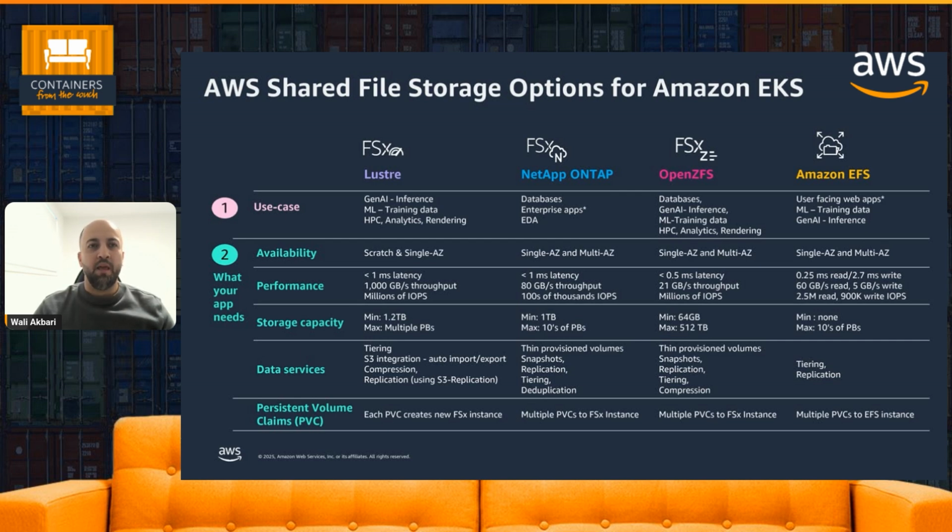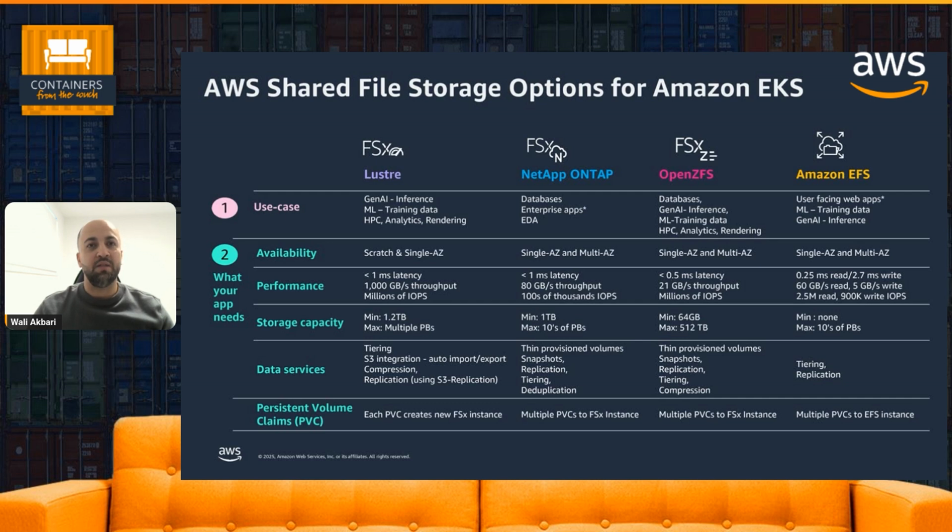For example, if you're starting off with a machine learning use case or a generative AI inference use case, maybe have a look at Amazon FSx for Lustre, especially if you have data that you need to integrate with that's stored in Amazon S3. So for example, when you spin up your pods, you need to access lots and lots of data from Amazon S3. Well, maybe look at Amazon FSx for Lustre.